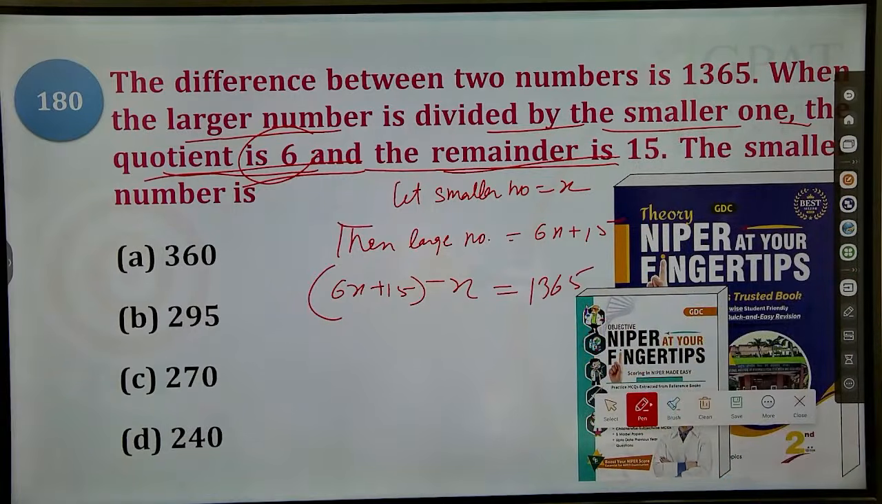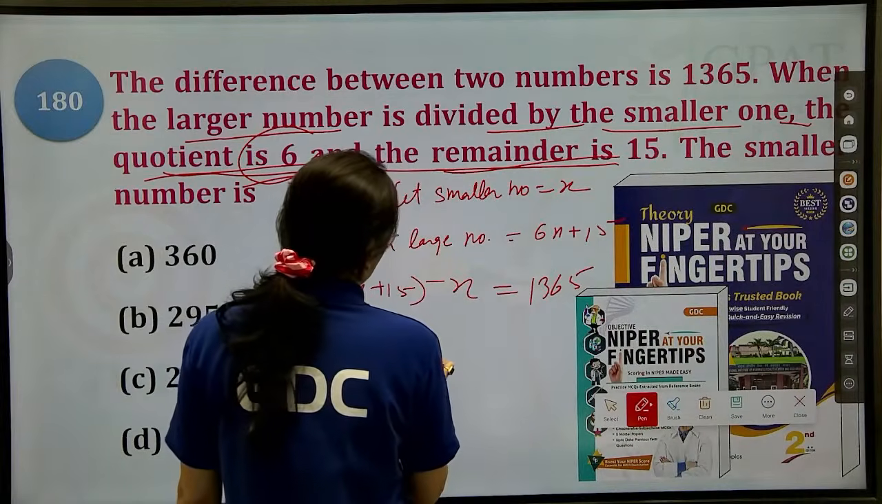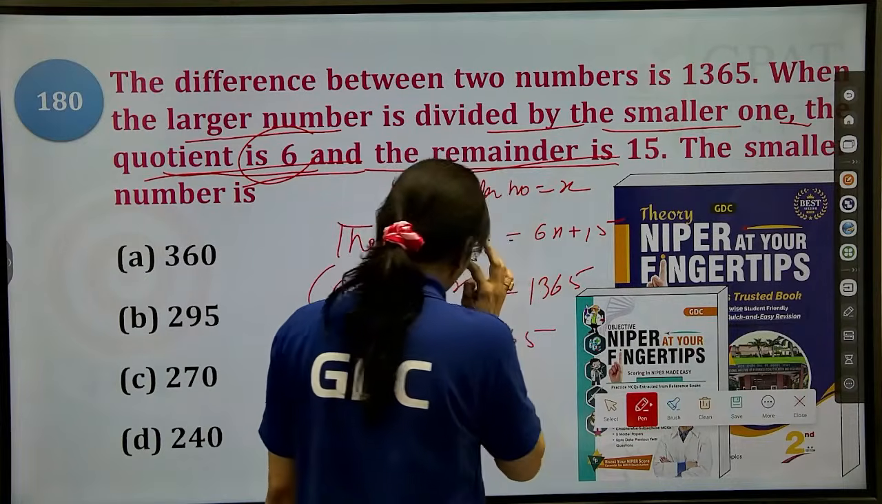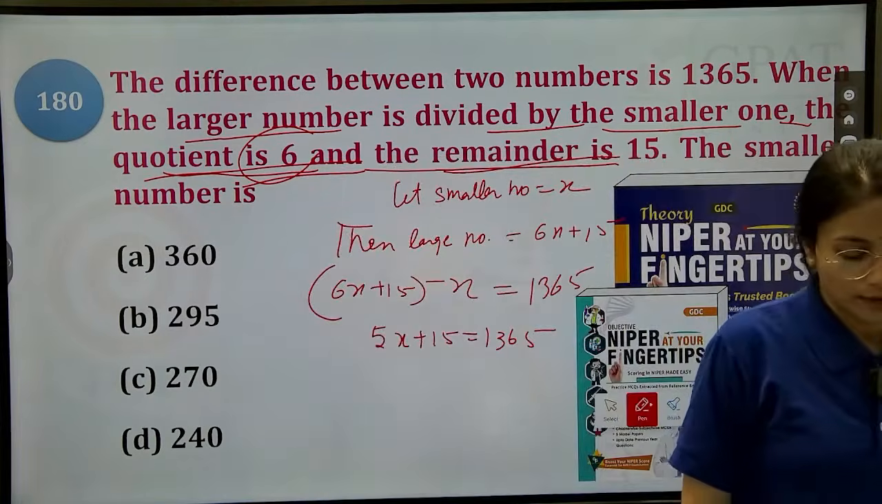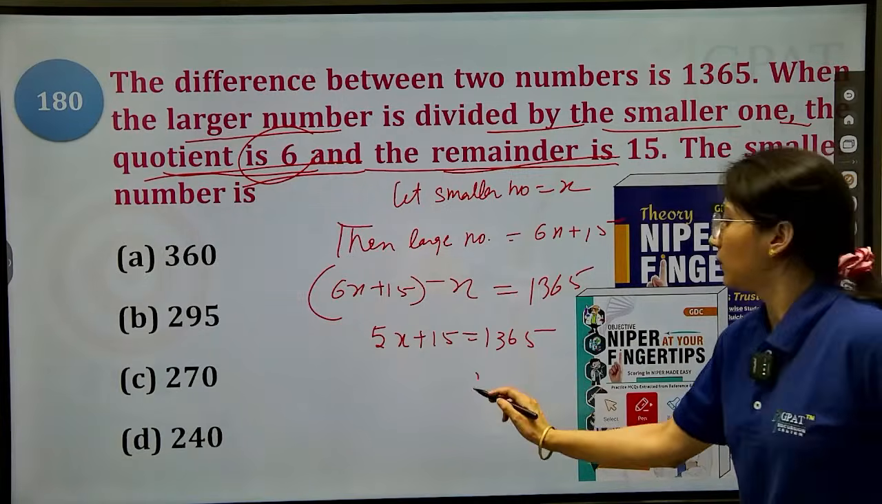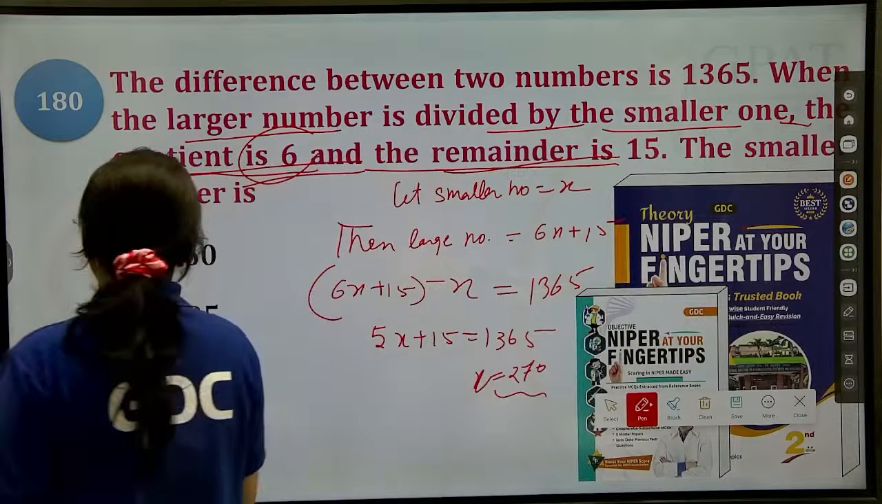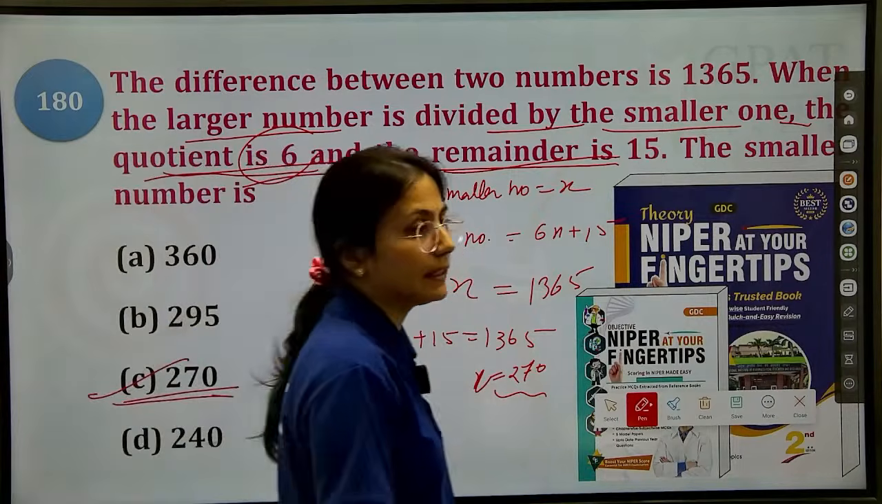When you solve, you will get the value of x. So 5x plus 15 is equal to 1365. Okay, so you will get the value of x, that is 270. Option number C is correct.